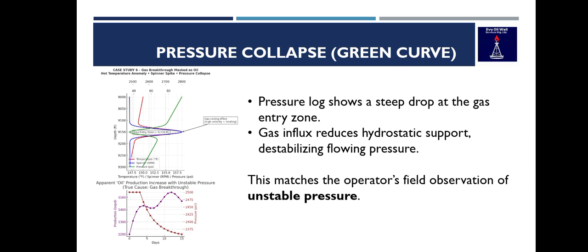Pressure collapse, the green curve. The pressure log shows a steep drop at the gas entry zone. Gas inflow reduces hydrostatic support, destabilizing flowing pressure. This matches the operator's field observation of unstable pressure.